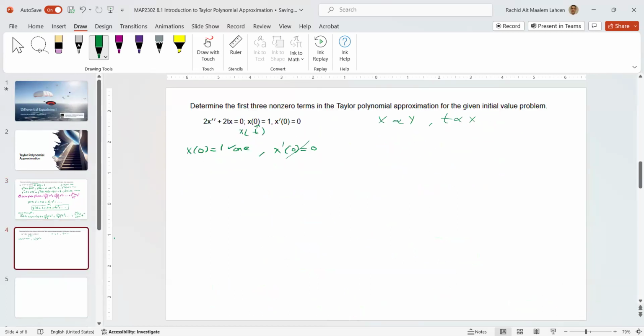Okay, so let's look into x double prime. I have x double prime here, so I'll just solve for it. x double prime equals negative 2x divided by 2, which is negative tx. So x double prime of 0 is just going to be negative 0 times x of 0. x of 0 is 1. So it's 0, so this is not useful. All right, so we need to keep going then.